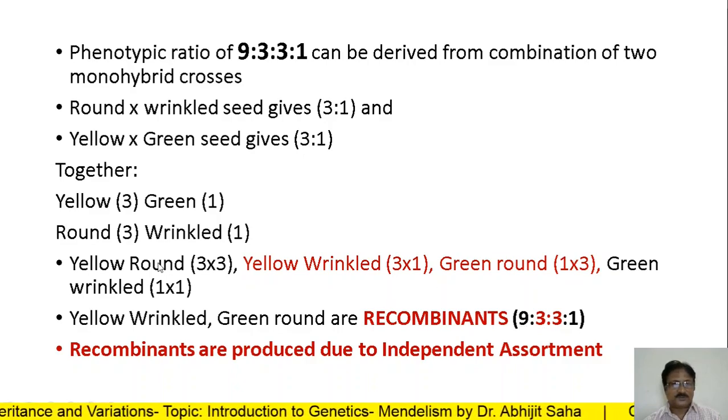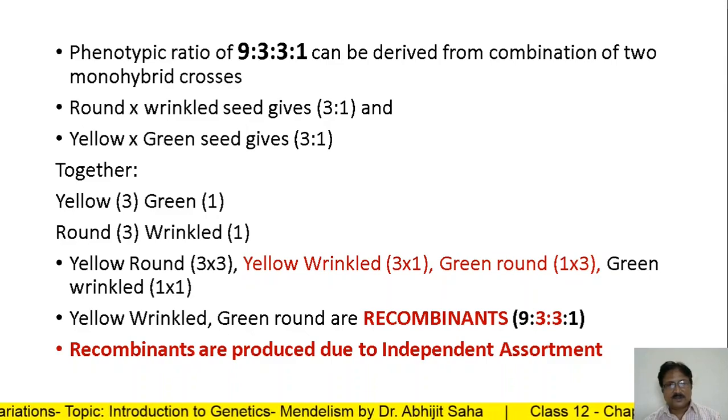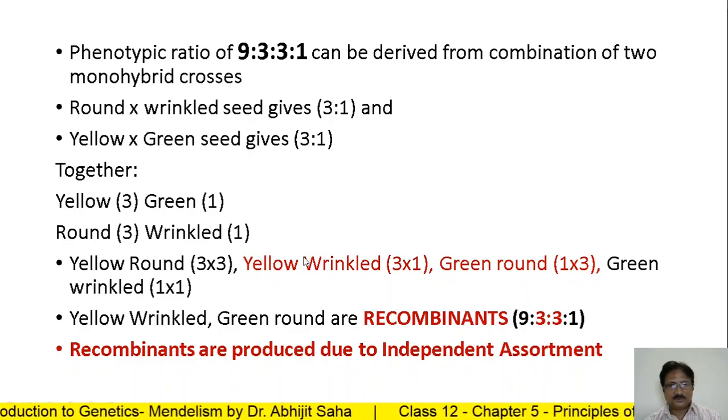Yellow round was the parental combination, and green wrinkled was the parental combination of the two characters. But after this, we find there are two new combinations. That is yellow wrinkled. First, yellow was with round, green was with wrinkled. But now there is a new combination, yellow and wrinkled, green and round. Green was supposed to be with wrinkled, but now we have green and round. These two new combinations are called recombinants.